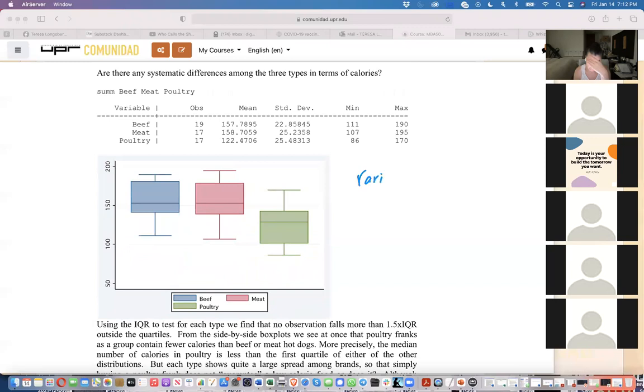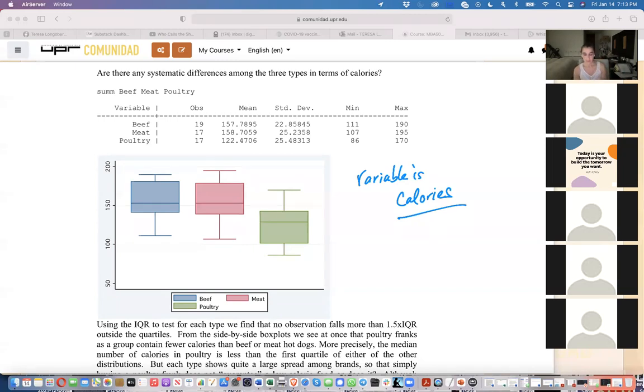The variable is calories. Min, max. So which type of hot dog has less calories? Poultry. Okay, so that's all I wanted for now. This box is lower, right? We're going to talk about how to create it, but the green box, which is poultry, is lower than these, and the scale goes from low to high on the vertical. Okay, so that's a box plot.